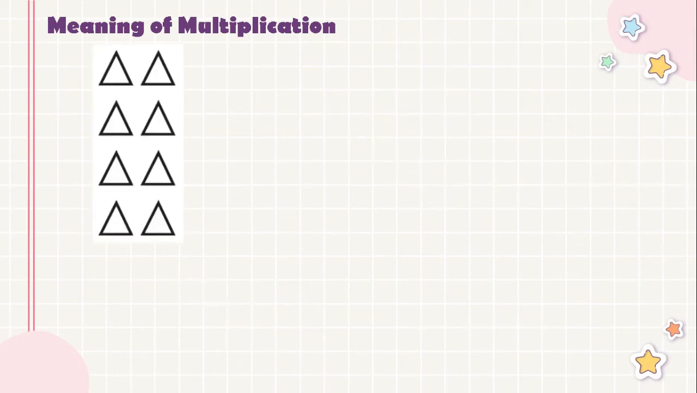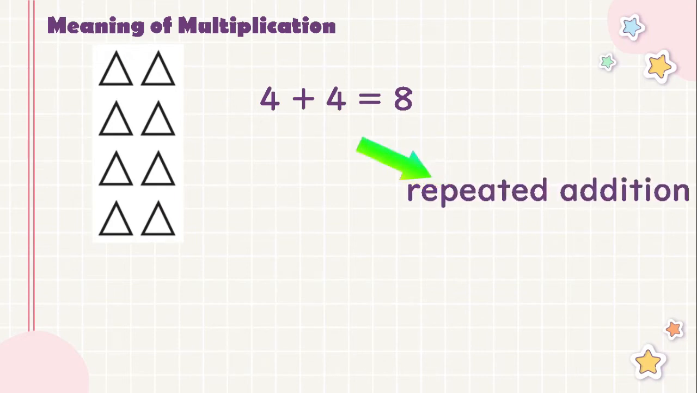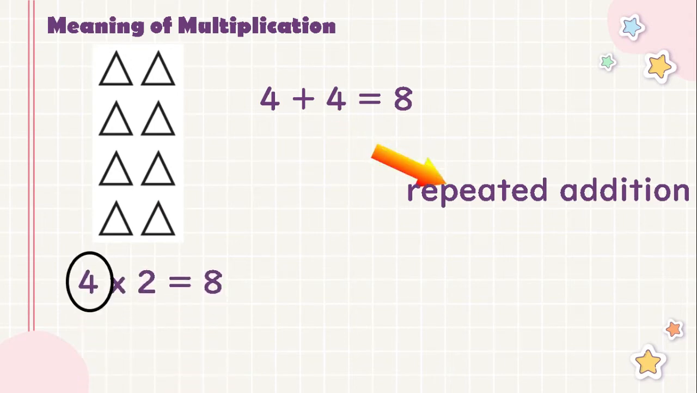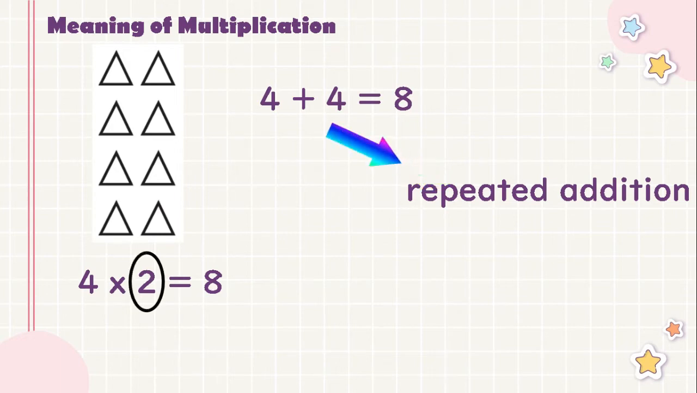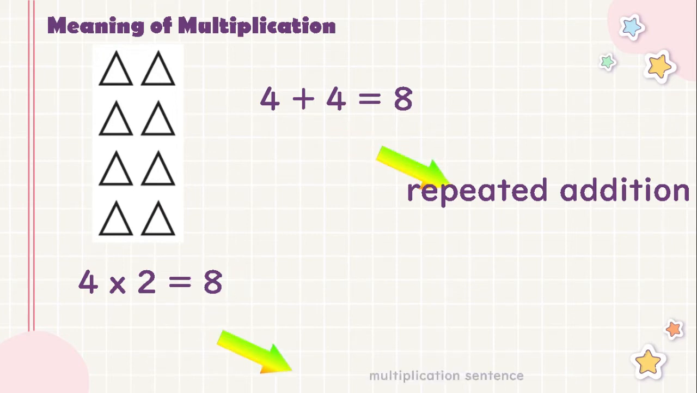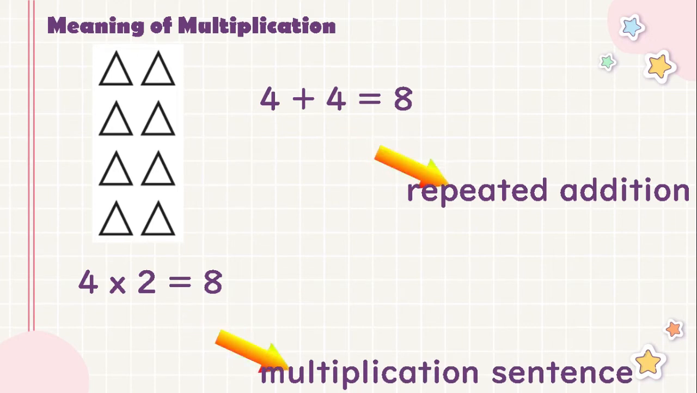And another one, we have it here. Dalawang grupo ng triangle and each group has 4 triangles. So we have it like this: 4 plus 4 equals 8. That's our repeated addition. And 4 times 2 equals 8. So si 4, yan yung number ng triangles in each group. And 2 is the number of groups of triangles. And si 8, yan yung totality ng triangles natin. So again, this is the multiplication sentence.